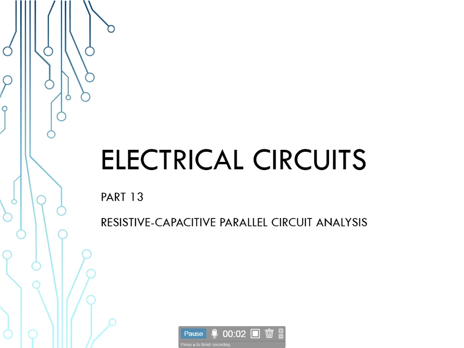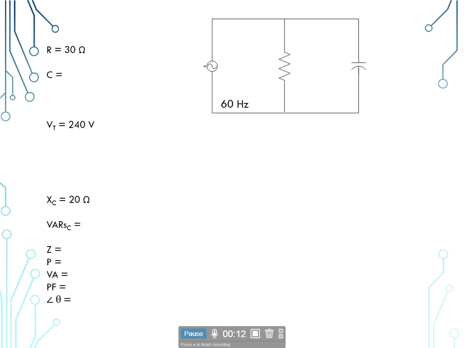Hello, welcome to Electrical Circuits part number 13, Resistive Capacitive Parallel Circuit Analysis, or RC Parallel Circuit Analysis. We'll have one branch with the resistor and one with the capacitor, and we'll be at 60 Hertz for our frequency on this. Now we know in a parallel circuit the voltage remains constant, so our total voltage is equal to the voltage at the resistive branch, and that is equal to the voltage at the capacitive branch. So we can populate V sub R and V sub C with that 240 volts.